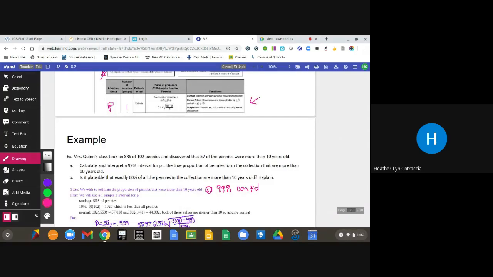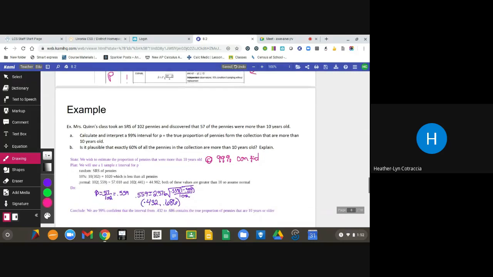Okay, plan. You need to name your test. It's right here, one sample z interval for p. You need to check random, normal, and independence. And they're all right there. So random, it said it was a simple random sample. 10%, you do 10 times your sample size, which was 102. That gives me 1,020, and that is less than all pennies. So we are safe to assume independence.